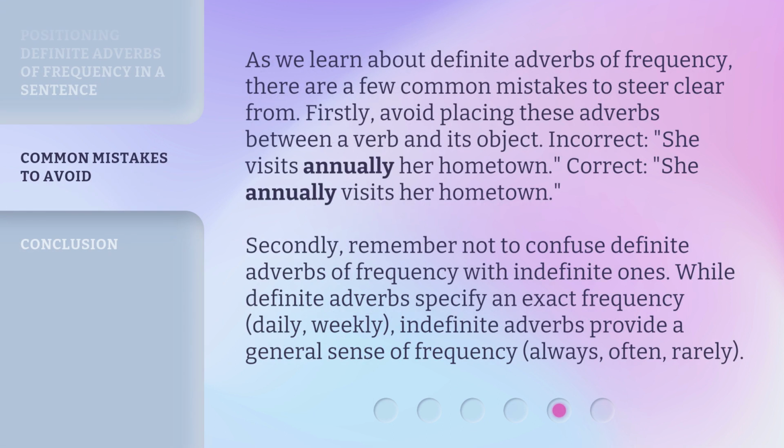As we learn about definite adverbs of frequency, there are a few common mistakes to steer clear from. Firstly, avoid placing these adverbs between a verb and its object. Incorrect. She visits annually her hometown. Correct. She annually visits her hometown.